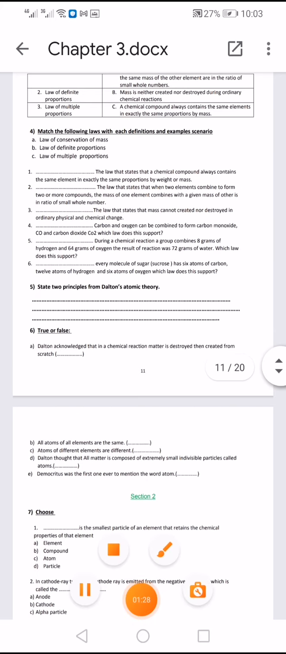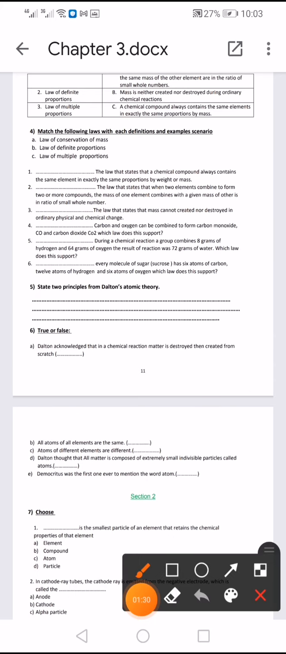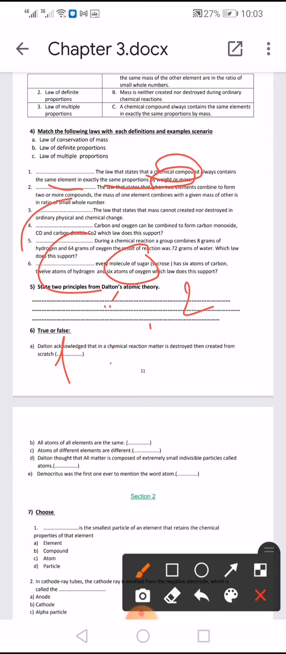What about law of definite proportion? Law of definite proportion states that a chemical compound always contains the same elements in exactly the same proportion by weight or mass. For example, carbon dioxide. We have carbon and oxygen. The number of atoms of carbon here is 1, while oxygen is 2. So the ratio in carbon dioxide is 1 to 2. This is a definite proportion.